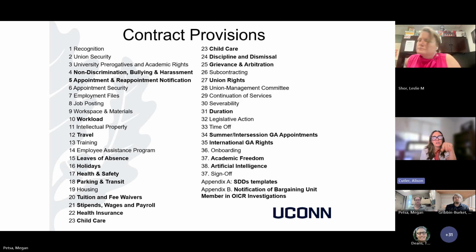So all I did here was just highlight the contract provisions that have major changes that we're going to be talking about today. Next slide.